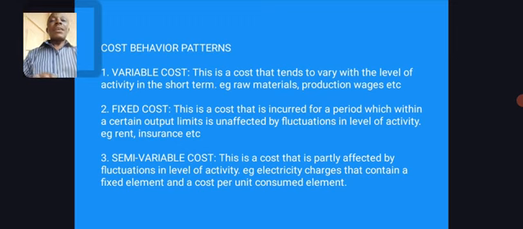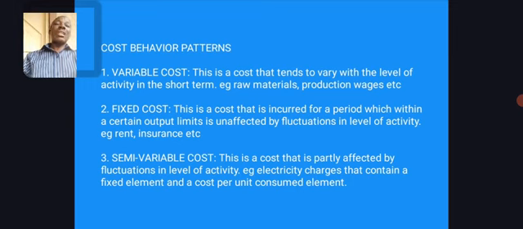The other cost pattern that we want to talk about is what we call semi-variable cost. What do we mean by semi-variable cost? We say that a cost element is semi-variable if it contains both fixed and variable elements at the same time. This means that it varies partly and partly it is also fixed. So that's the meaning.